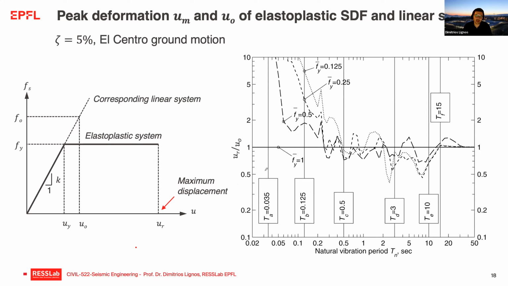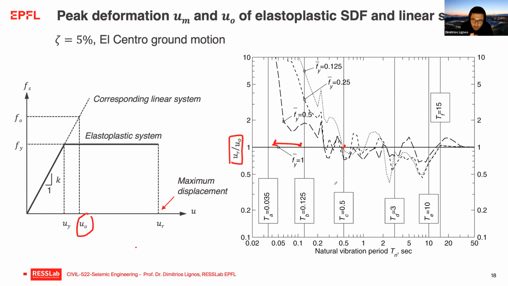People have analyzed the corresponding maximum displacement of the nonlinear system versus the displacement of the equivalent linear system. And they've seen that for very stiff structures, so basically a period range in this region, the variation between UR and U0 would be quite significant, could go up to 10 times bigger depending on the level of strength you have when designing your stiff structure.